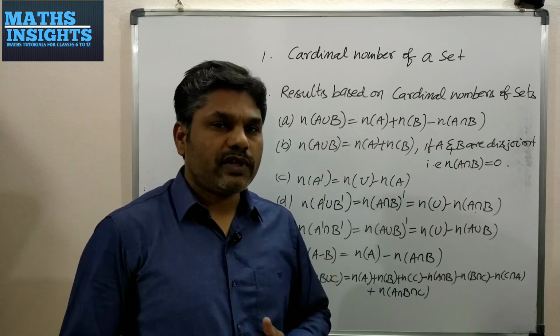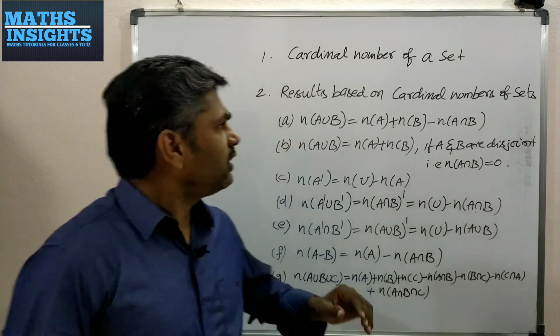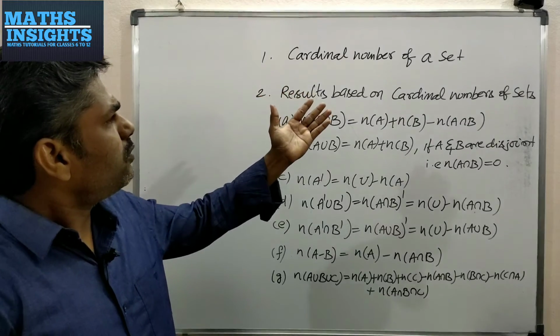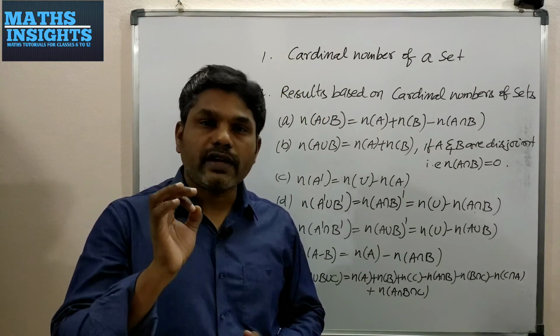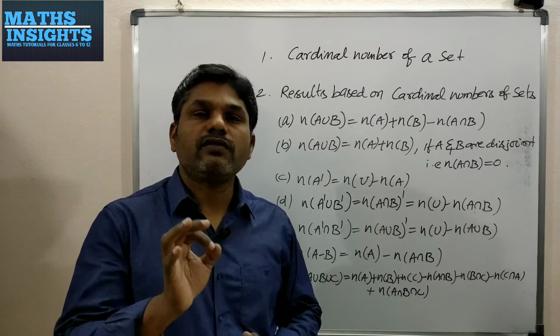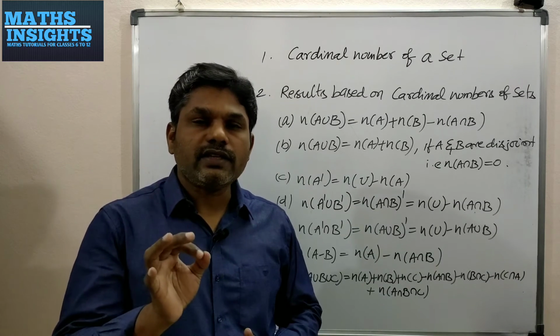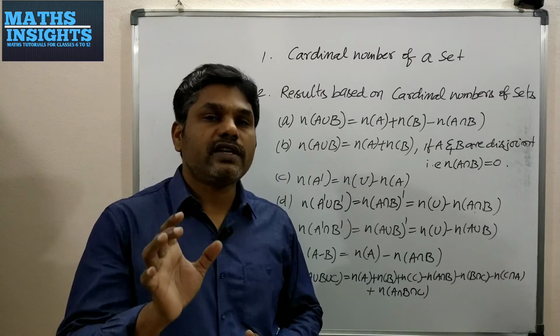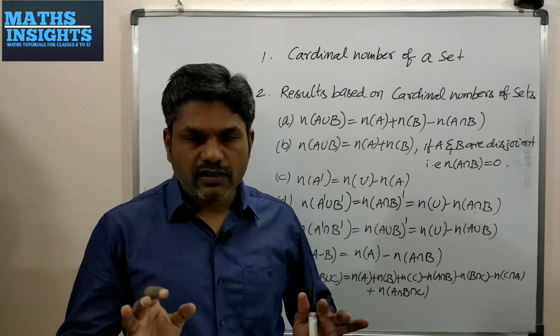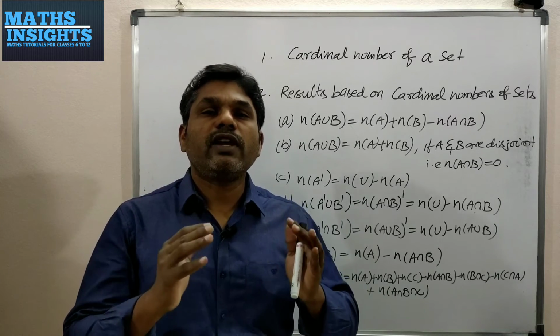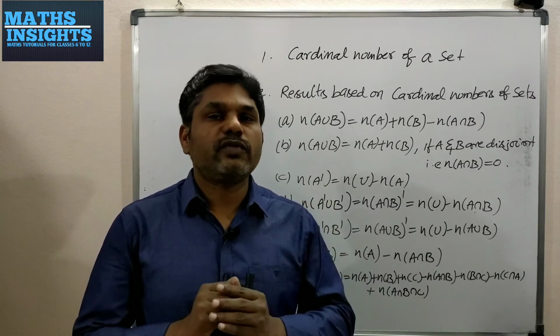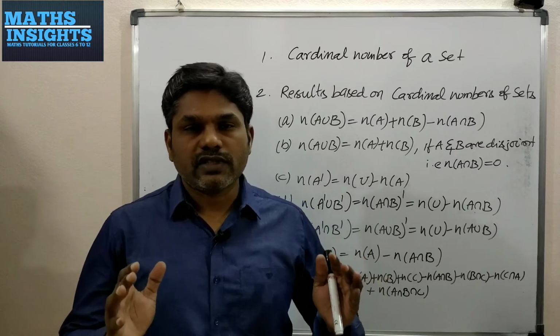The next important topic on sets is very simple. See, that is the cardinal number of a set. The cardinal number of a finite set, it should be finite, is the number of distinct elements in it. Very simple, it should be finite and the number of elements in it is said to be the cardinal number of a set.